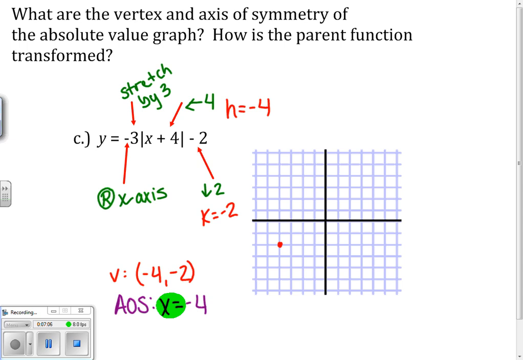Draw in your axis of symmetry before you keep going. The vertical line drops right down the vertex. From the vertex, count off your stretch or compression. Now remember, this has also been reflected. So I'm actually going to go down 3 over 1 and down 3 over 1 the other way. It has been both stretched and reflected. So you end up having an absolute value function in the third quadrant that is relatively skinny because it's stretched and opening down.